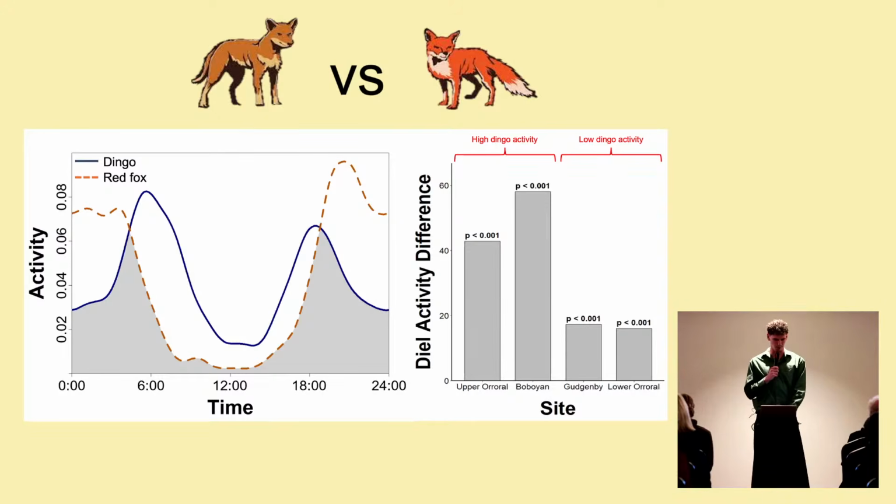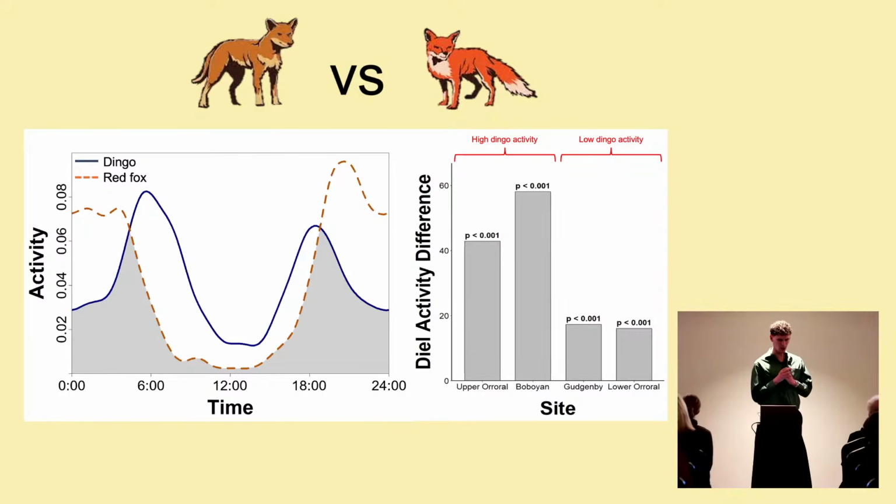But when we look at the plot on the left first, we can see that there is quite a distinct difference between the dingo and the fox activity. The fox activity drops off here before that peak in the morning activity for the dingoes, and then it picks up again later in the evening, after that peak dingo activity.